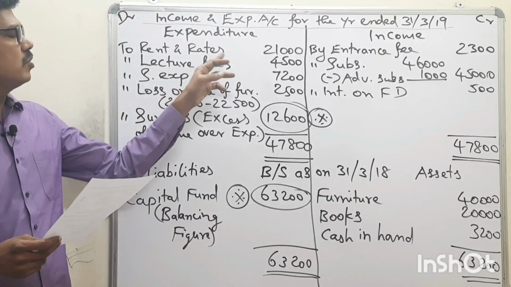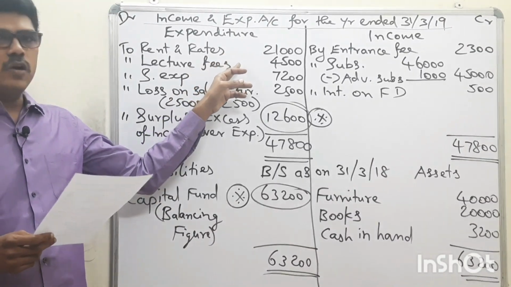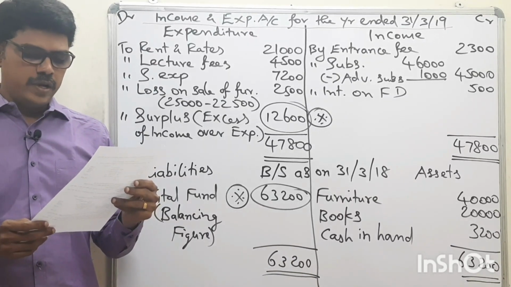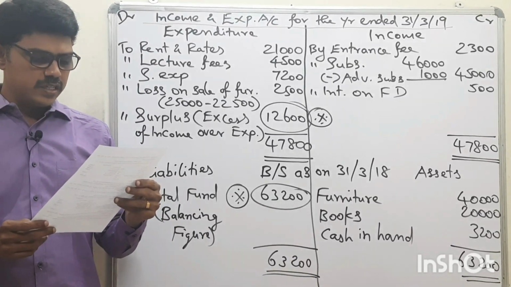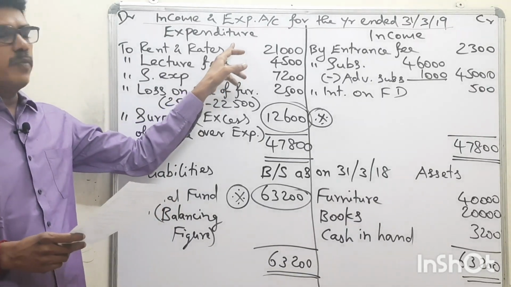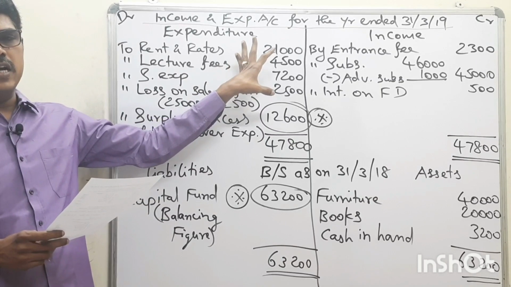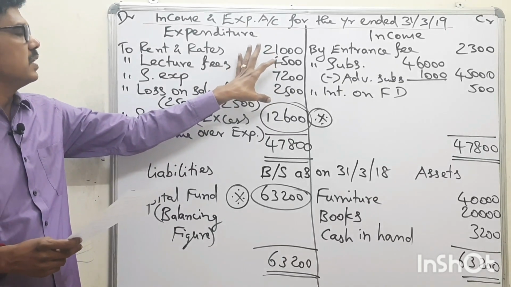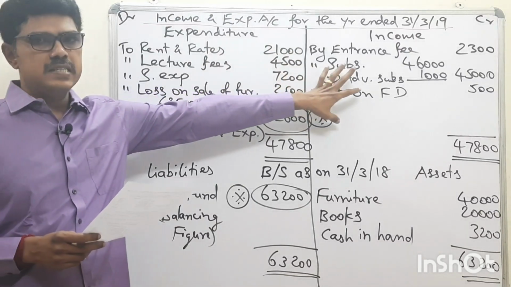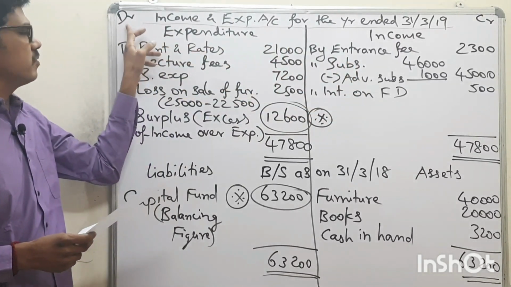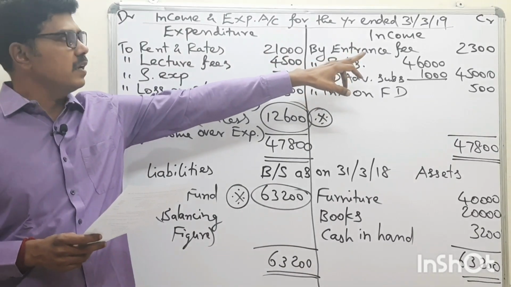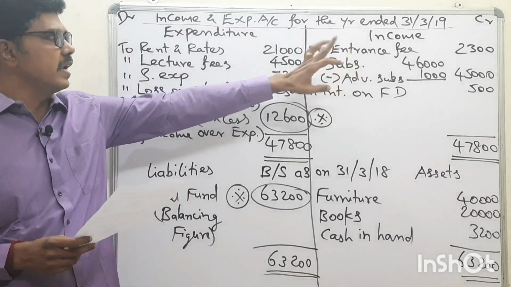Now we are going to prepare the income and expenditure account and balance sheet of Delhi Literary Club for the year ending 31st March 2019. First, we are going to prepare the income and expenditure account. Income and expenditure account is a ledger account. In the left top corner, this side is the debit side, the right side is the credit side. In the left top corner, we should write DR for debit. In the right top corner, we should write CR for credit.